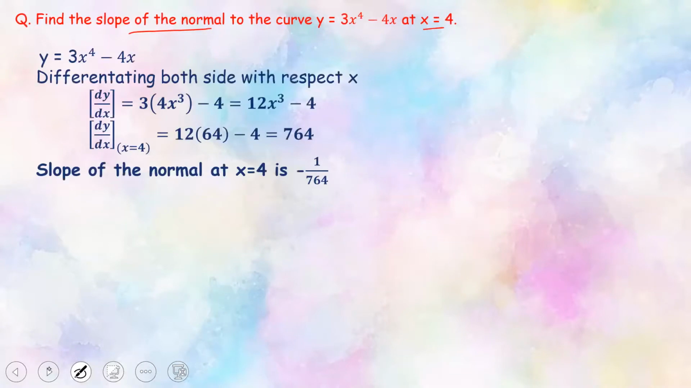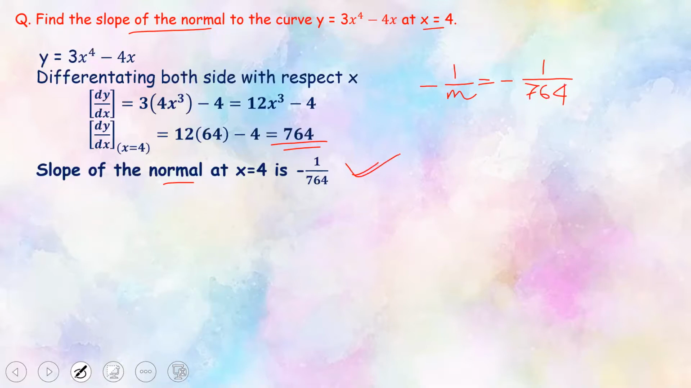Let's find some slopes of the normal. So here is the first equation, y is equal to 3x to the power 4 minus 4x. You need to find the slope of the normal at x is equal to 4. Now we have the slope of the tangent for x is equal to 4. This is 764. Now what is the slope of the normal? This is minus 1 upon m. That means minus 1 upon 764.